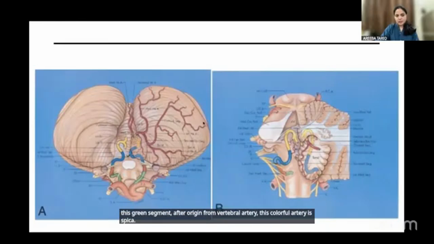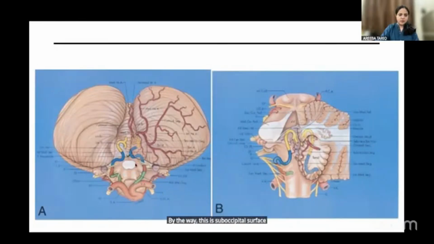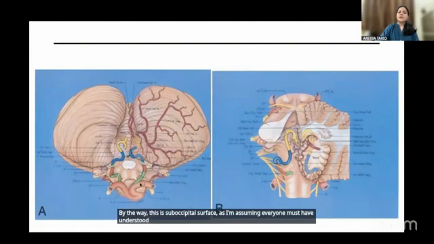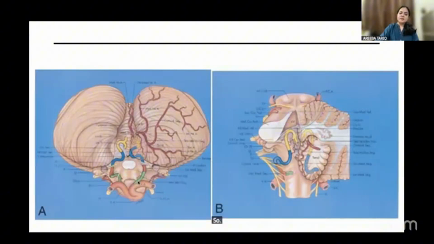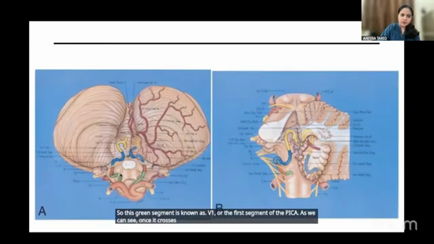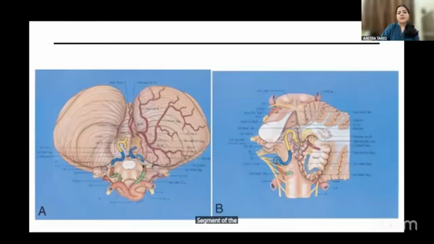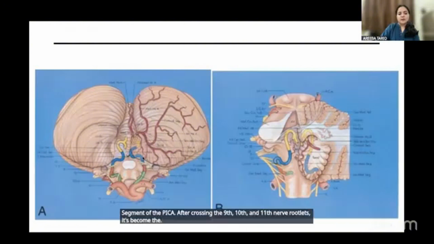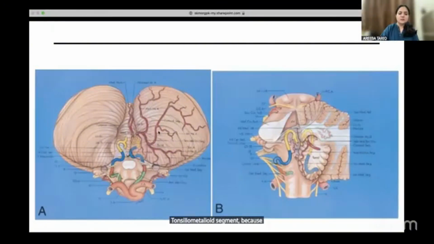By the way, this is the suboccipital surface, as I'm assuming everyone must have understood by now. So this green segment is known as V1, or the first segment of the PICA. As we can see, once it crosses the hypoglossal nerve rootlets, it becomes the lateral medullary, or this red segment of the PICA. After crossing the 9th, 10th, and 11th nerve rootlets, it becomes the tonsillomedullary segment, because it is closely associated with this structure.